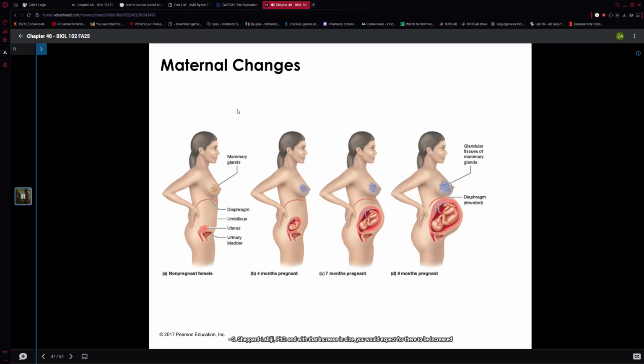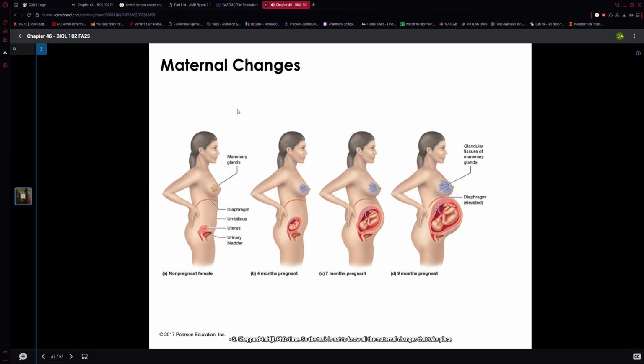And with that increase in size, you would expect for there to be increased stress on different areas of the mother's body. And those things can revert back for the most part to normal. As I said earlier, the uterus will never go back to exactly how it was in the non-pregnant stage, but a lot of things can go back to normal to a certain extent after a certain period of time.